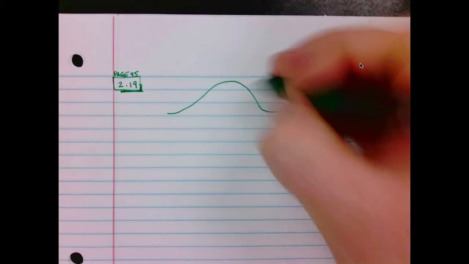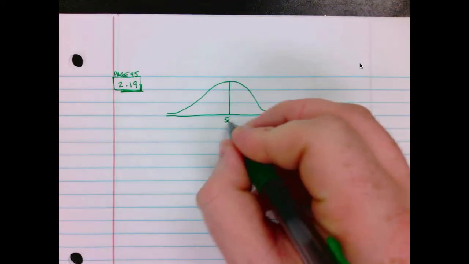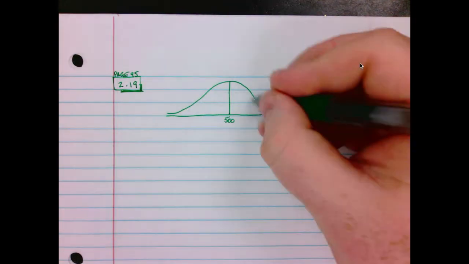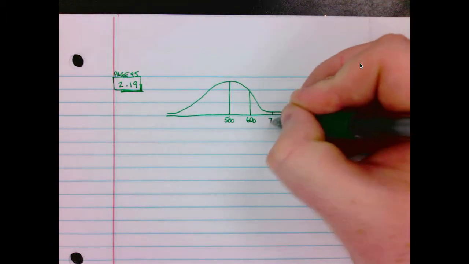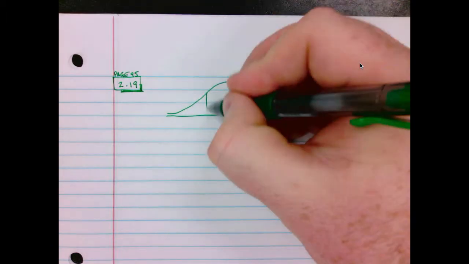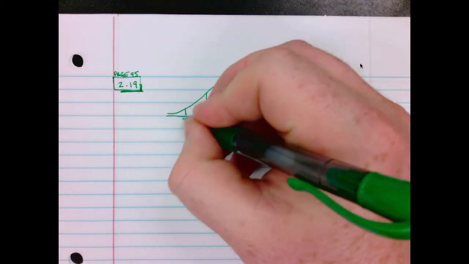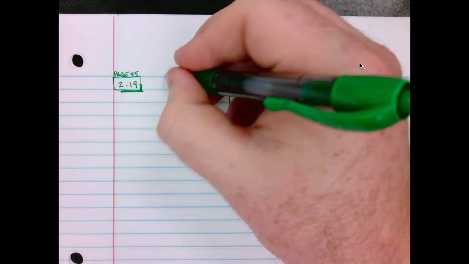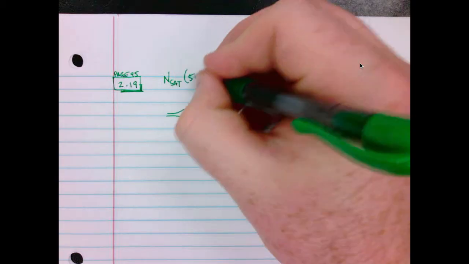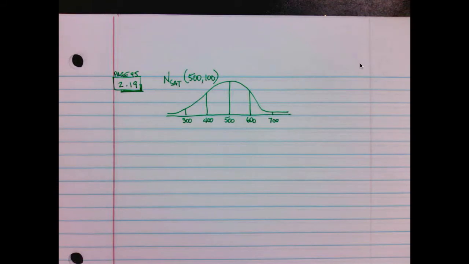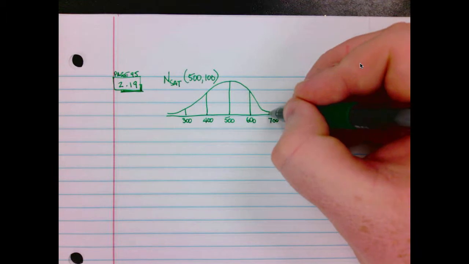Additionally, we're told that the mean score is a 500 with a standard deviation of 100. And once again, Eleanor scored a 680. So right about here.